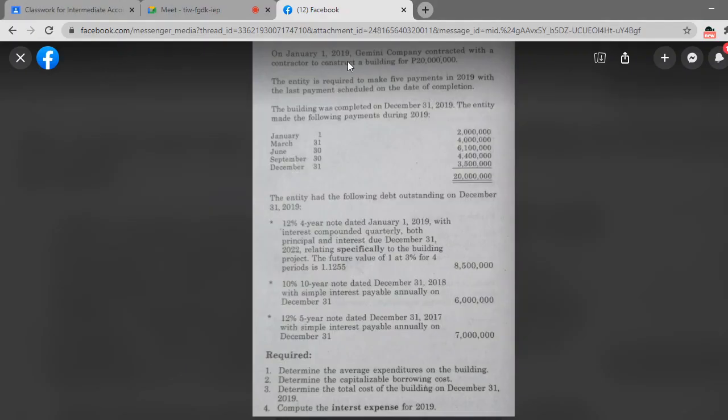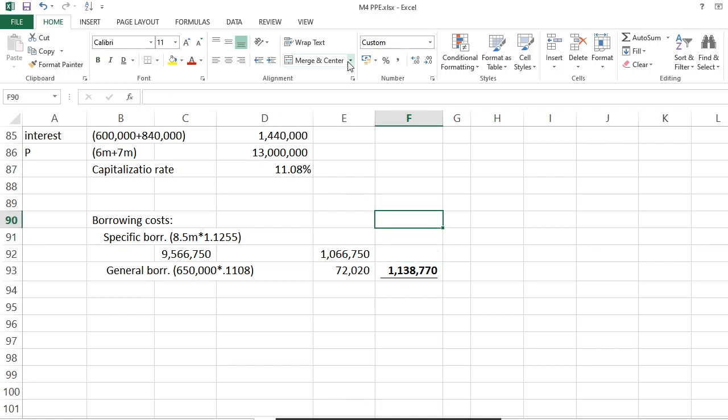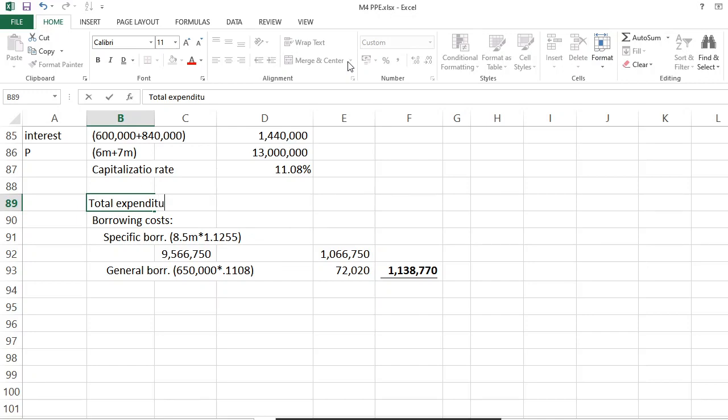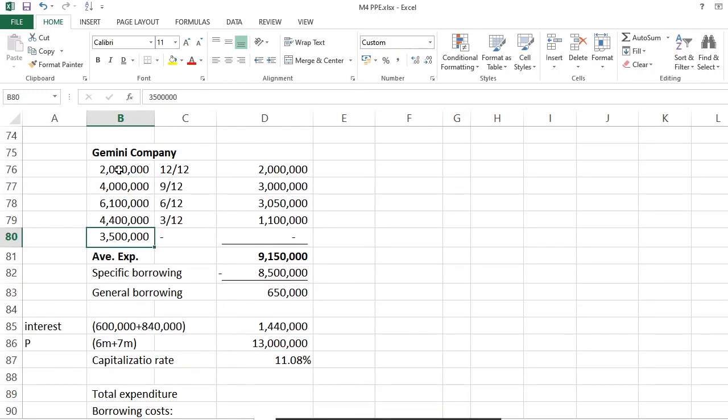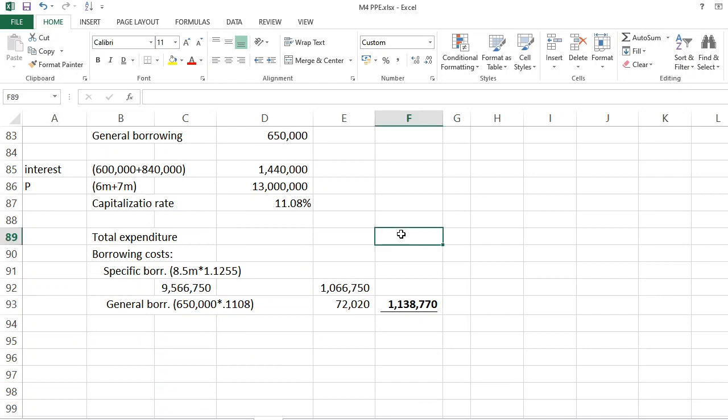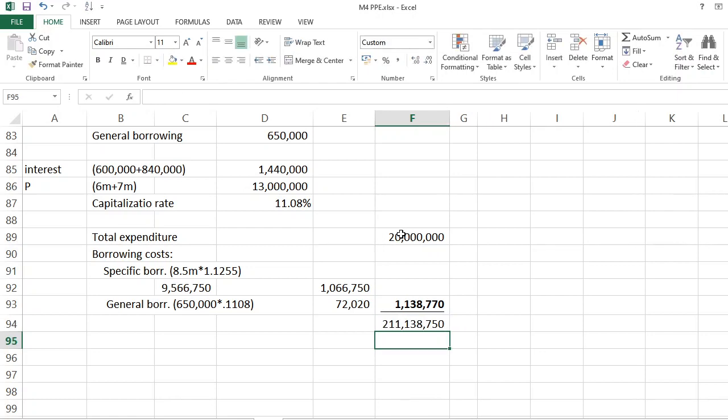And number 3, determine the total cost of the building. Okay. Borrowing cost plus the total expenditure lang naman yon. And how much is the total expenditure? We have 2 plus 4 plus 6.1 plus 4.4 plus 3.5. That would be 20 million. Therefore, the total cost is 21,138,750. Would you agree? Nakuha nyo ba?